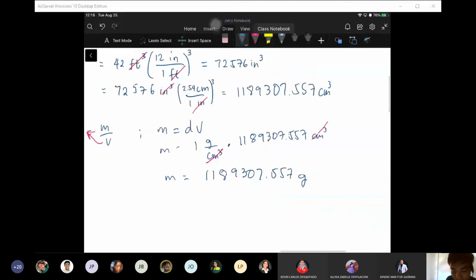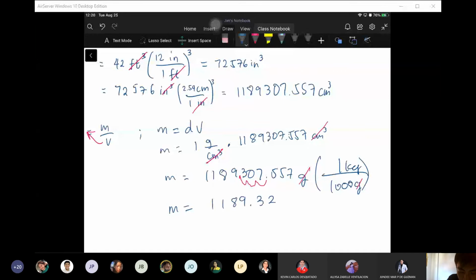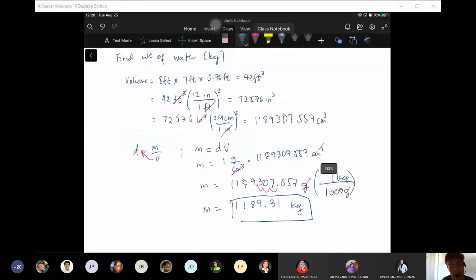So, kilograms daw sabi eh. So, convert na naman. 1,000 grams, 1 kilogram. Di ba? So, I think that's the beauty of the metric system. If you want to convert from one prefix to another, all you have to do is to just move the decimal place. So we're dividing by 1,000, so we move 3 decimal places to the left. So, to get the final answer of 1189.31. Round off na natin. Daming numbers eh. So that's our final answer. So ganun.